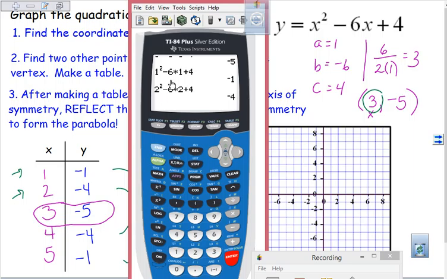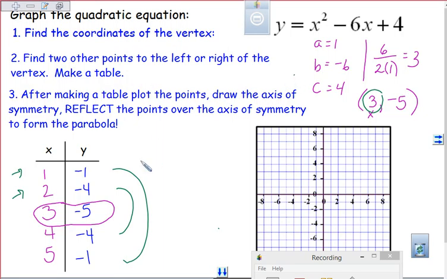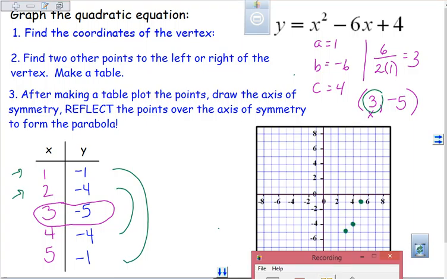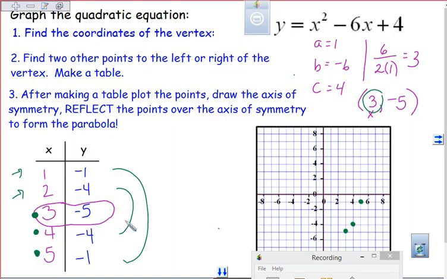So 1 squared minus 6 times 1 plus 4 gave me negative 1. And 2 squared minus 6 times 2 plus 4 gives me negative 4. So in my parabola, I can fill out the rest of my table using that rainbow. So if I plot my points, I'll do my vertex first, and then I'll plot 4, -4, and 5, -1.